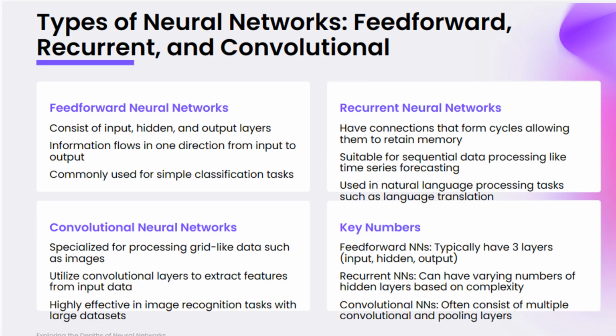Now let's discuss the types of neural networks. There are 4 types of neural networks. First of all, we have feed-forward neural networks, which consist of input, hidden, and output layers. Have I mentioned there is a layer? We have layers in neural networks. There are 3 types of layers. Layers are basically a group of neurons grouped together. So input, hidden, and output layers.